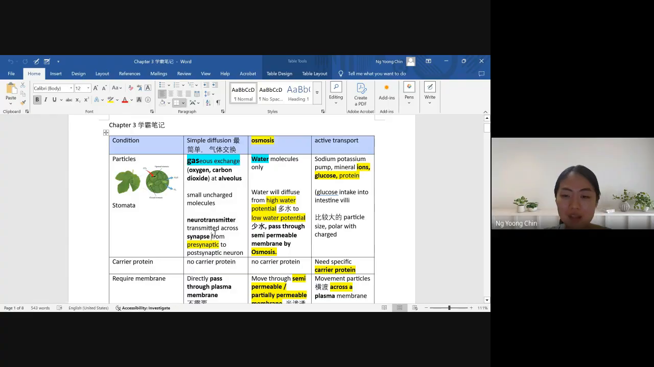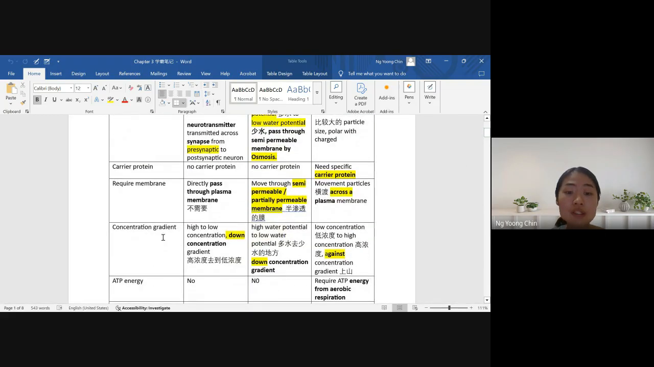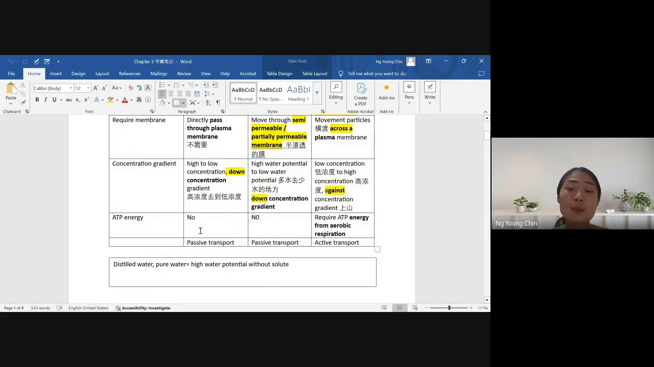Chapter 14. Okay. So, what are the conditions for simple diffusion? They do not require a carrier protein. No carrier protein. They just pass directly through the plasma membrane, and they move from high to low concentration, which is down the concentration gradient. Okay, so they don't require any ATP energy. It's a kind of passive transport.